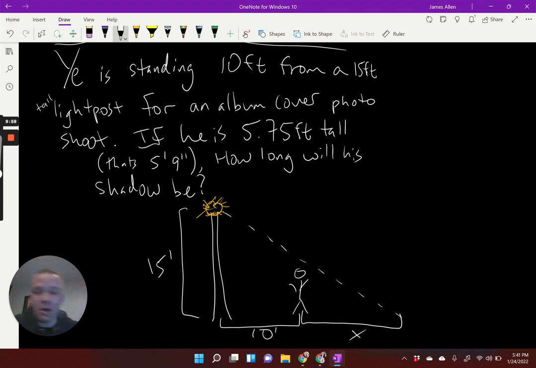Usually, Jenny. Okay. So let's set up a proportion, shall we? And we know that he's 5.75. Almost forgot. All right. So proportion. I would have, let's say, how about this? Kanye's height over his shadow equals the lamppost height over its shadow.